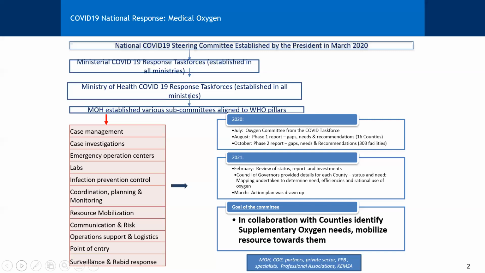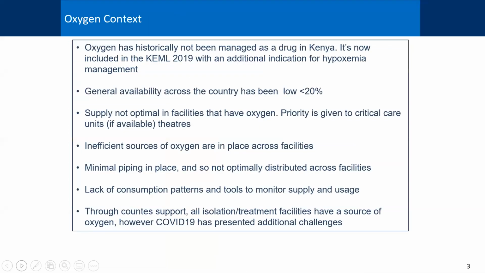So what we've been doing is mapping, working with the Council of Governors, getting the status and needs, being able to map and having action plans drawn up. These action plans have been fluid, changing. We have had about 4 different action reports that are updated on an ongoing basis as we see different COVID situations in the country.